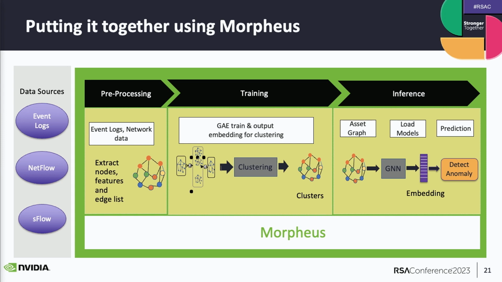Then we have a stage where we do not have to train the model again. We can use these pre-trained or pre-learned embeddings to make predictions on real-time data to detect anomalies. Like I mentioned before in the last slide, Morpheus does the heavy lifting for us here by taking care of deployment, orchestration, and back pressure automatically.